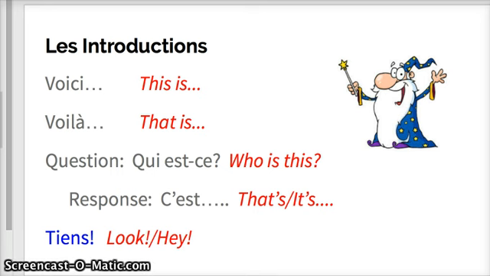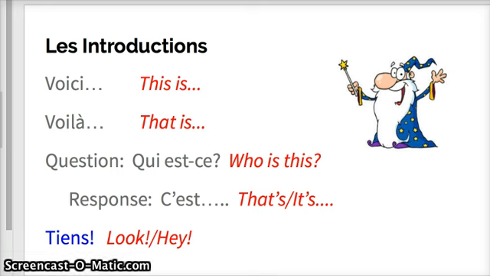Okay, first and foremost, for these introductions, this is just some basic vocab. You can find this on Quizlet. Voici is how you say this is. Voilà is that is. So I always reference the magic when a magician says voila, makes something appear. So that's how you say that is in French. So question, qui est? Qui est is the question. The response is c'est. You have to fill in that with a vocabulary word that I'm about to teach you. So you have voici, this is, voilà, that is, a question, qui est, who is this, and a response, c'est.